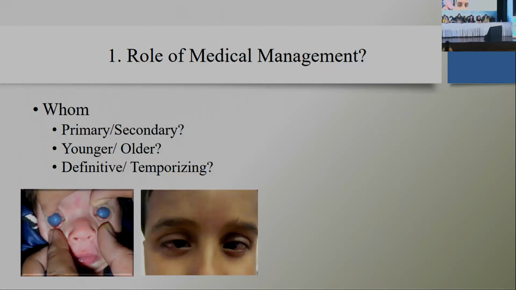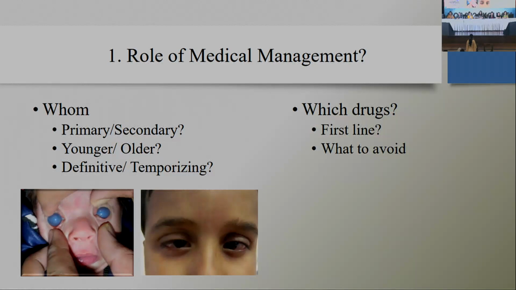And probably in little younger and older children, when it comes to medical management, again we can prefer carbonic anhydrase inhibitors and maybe prostaglandin analogs and probably timolol, and it is good to avoid alpha agonists, as we are all aware of the side effects of hypoxia, and even in younger children it might cause death as well. And most of the time when it is primary or infantile glaucoma, it is a temporizing measure, and to treat the intraocular pressure post-surgical intervention, if it is high, again we will depend on the medical management.